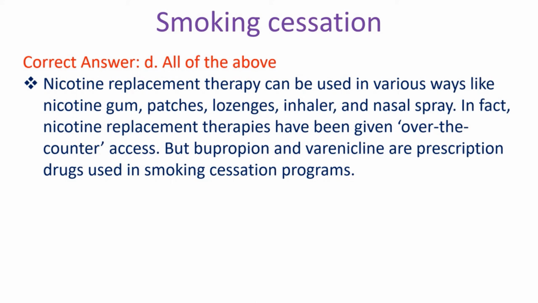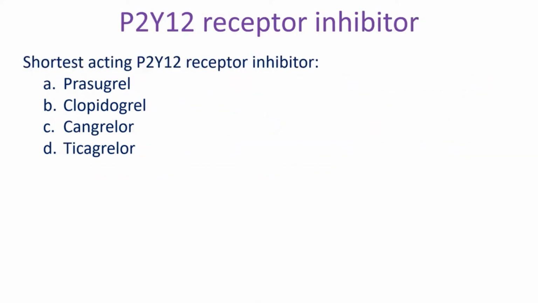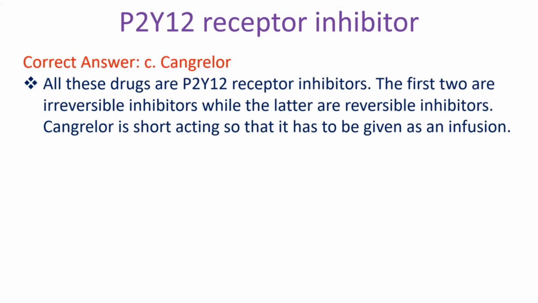Shortest acting P2Y12 receptor inhibitor: A. Prasugrel, B. Clopidogrel, C. Cangrelor, D. Ticagrelor. Correct answer: C. Cangrelor. All these drugs are P2Y12 receptor inhibitors. The first two are irreversible inhibitors, while the latter are reversible inhibitors. Cangrelor is short-acting, so it has to be given as an infusion.